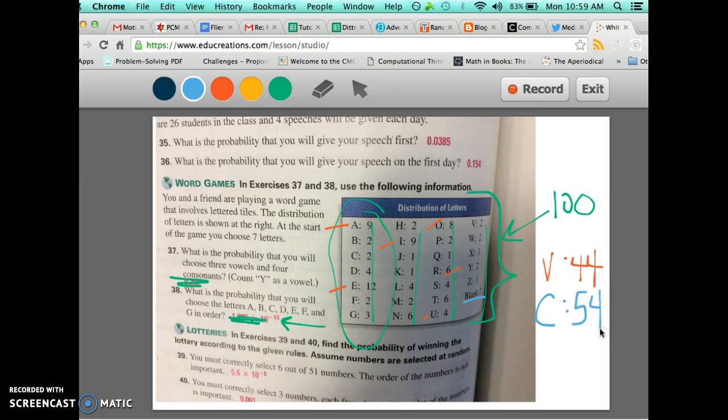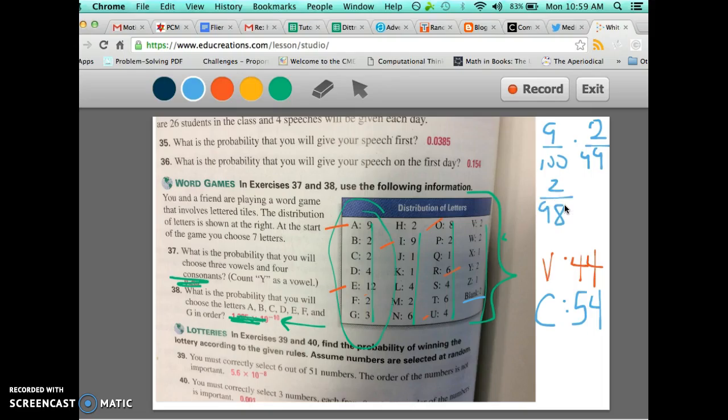So maybe to explain how I figured the rest of this out, I should talk to you about how I got B. The probability that you choose the letters A, B, C, D, E, F and G in order. Now again, you might want to pause if you want to try that yourself. But what are the chances of drawing A on your first try? 9 out of 100. What's the chance of getting B on your second try? Well, it'll be 2 out of 99. Chances of getting C on the third try, 2 out of 98.